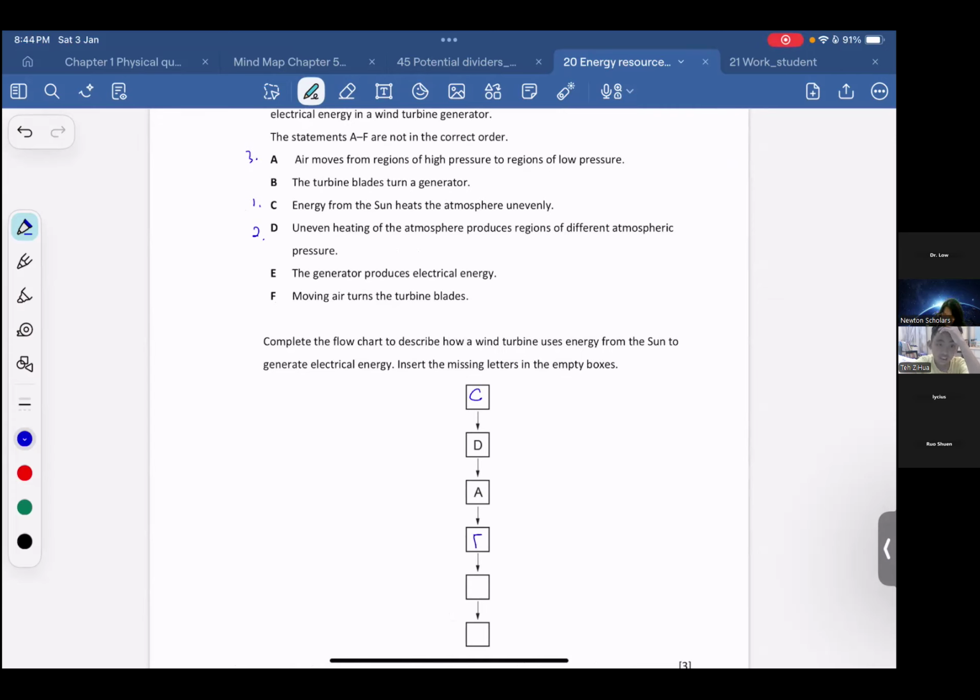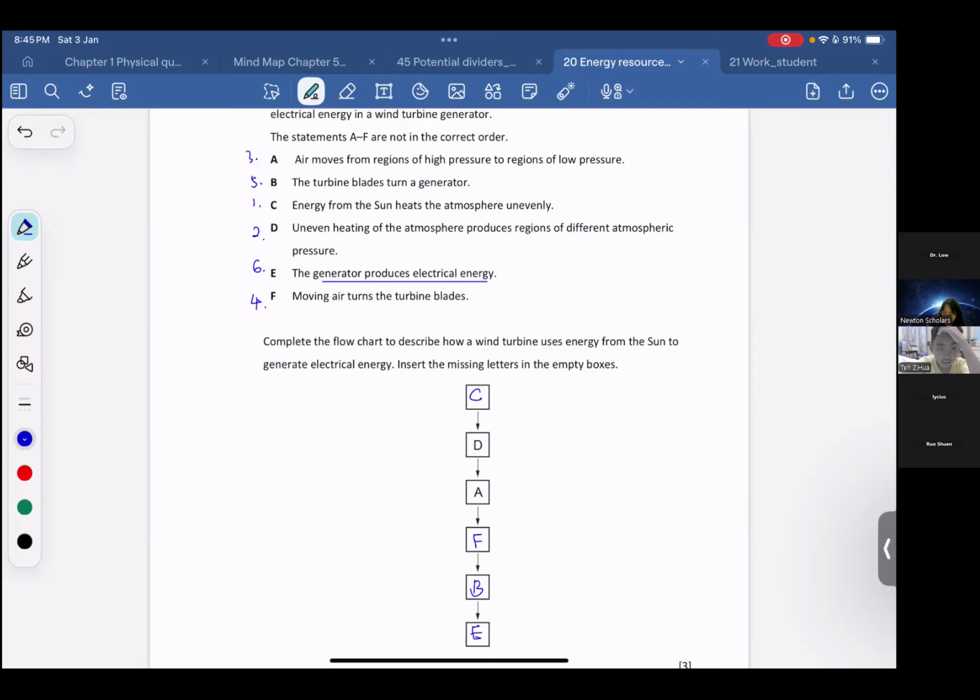Then after that, next is F. Number four, moving air will turn the turbine blades. Number five, the turbine will turn the generator. So it's B, the generator produces electricity. So this is number six, E.